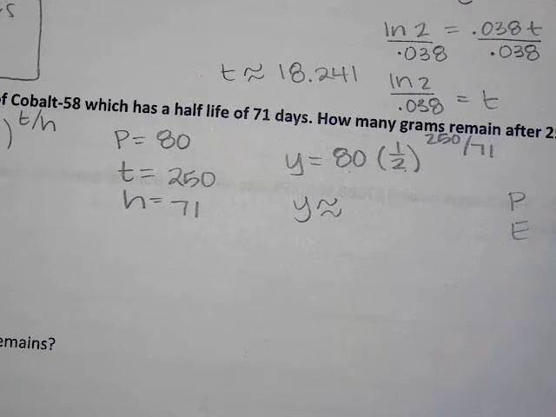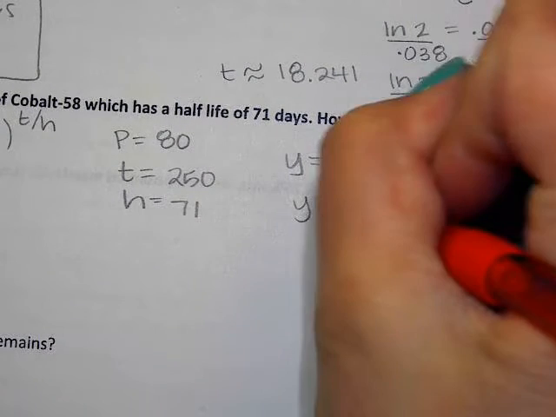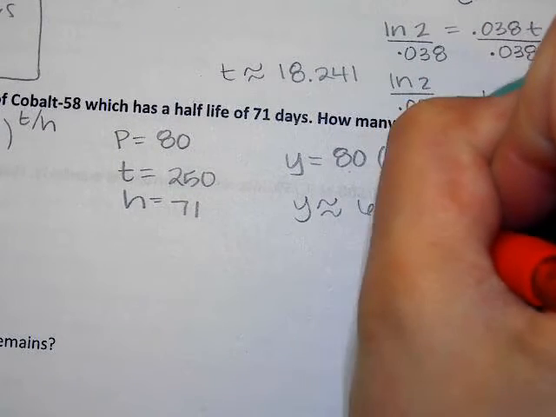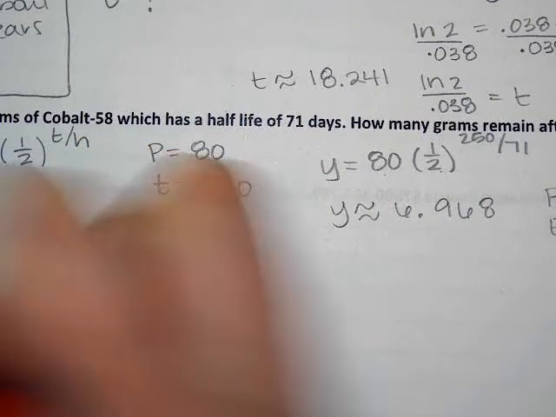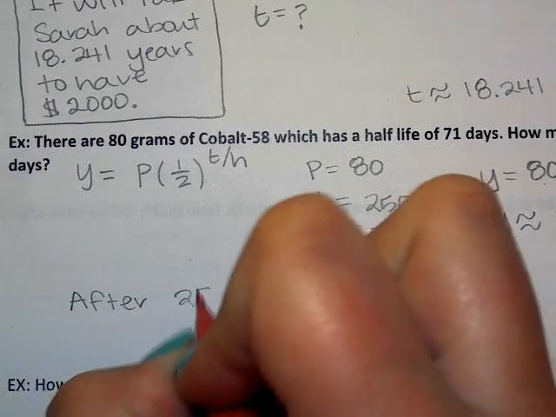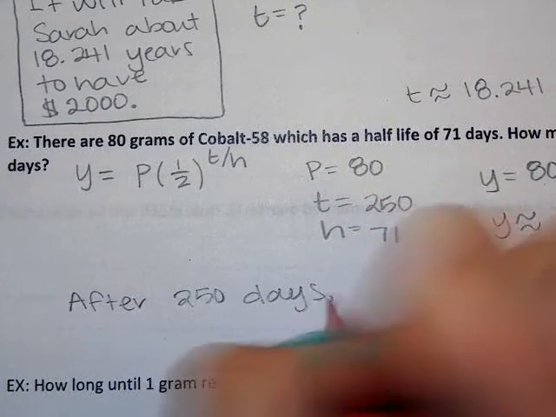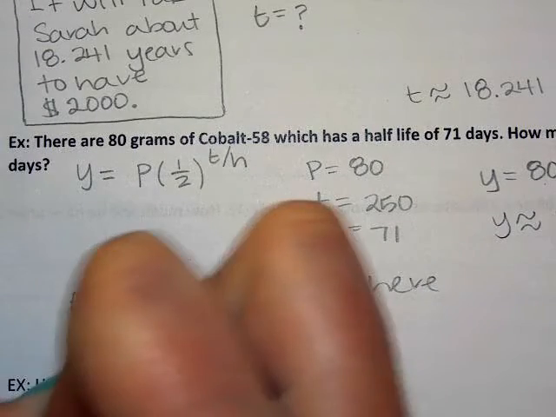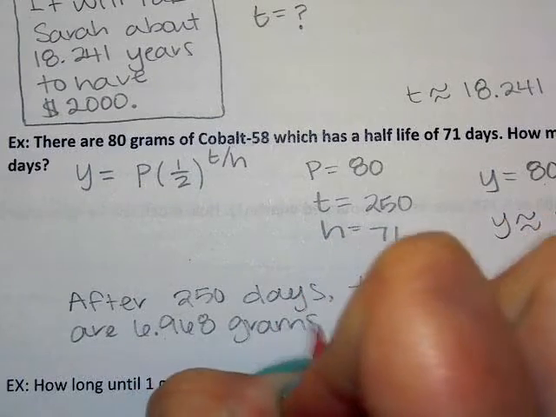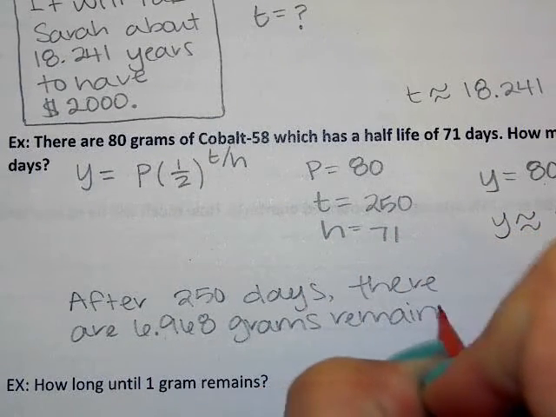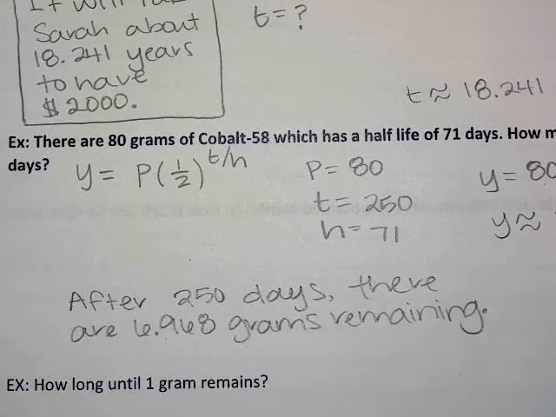So how many grams are we getting? 6.968. Okay. So after 250 days, there are 6.968 grams remaining. Would an answer of 50 make sense? No. Okay.